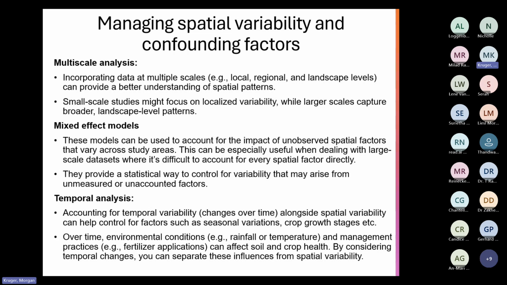And then lastly, we could consider temporal analyses. Accounting for temporal variability, or changes through time, alongside spatial variability can help control for factors such as seasonal variations. And if we think about agricultural systems, maybe crop growth stages and crop performance through time. Over time, environmental conditions and management practices can affect soil and crop health. By incorporating temporal changes into your models, or doing repeat sampling in time, you can separate out the influences of temporal variability from spatial variability.